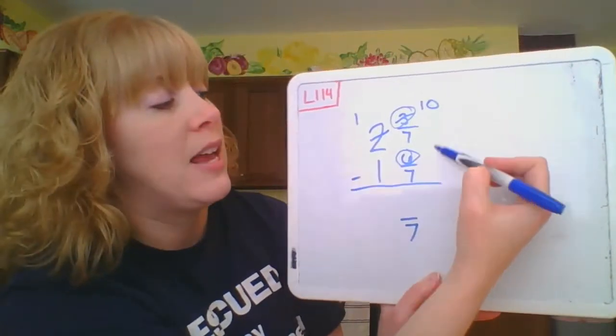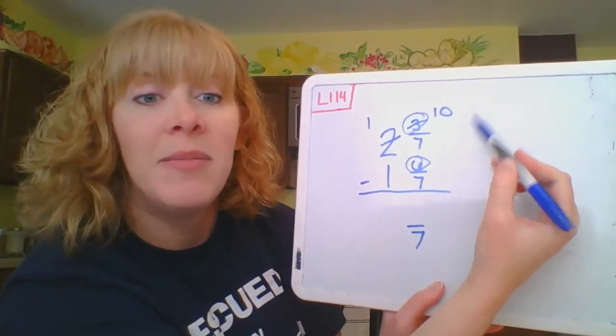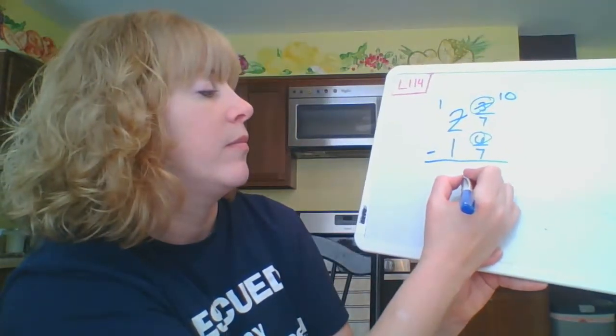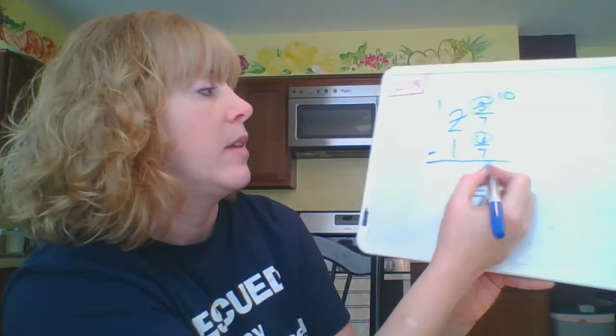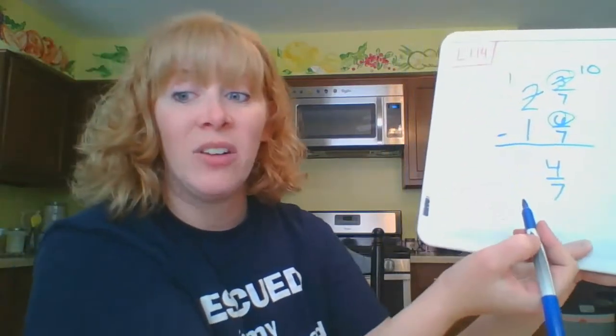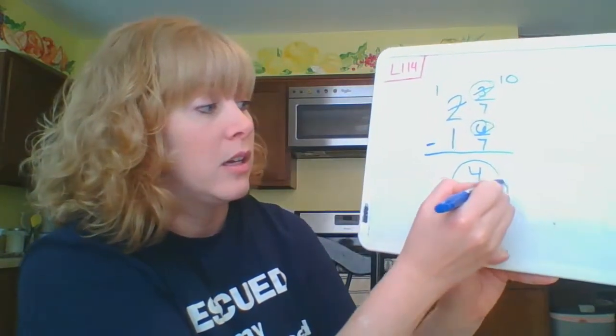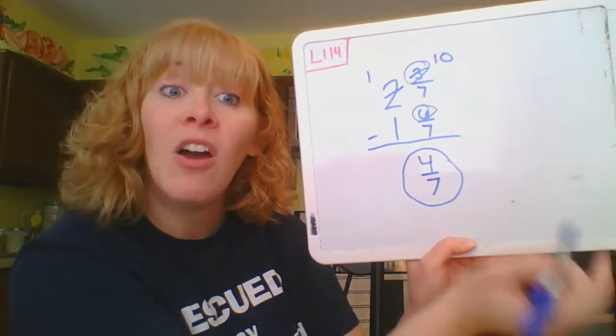Now I'm looking at 10 minus 6. 10 minus 6 is 4. 1 minus 1 is 0. So I don't have a whole number in my answer. It's just going to be 4/7.